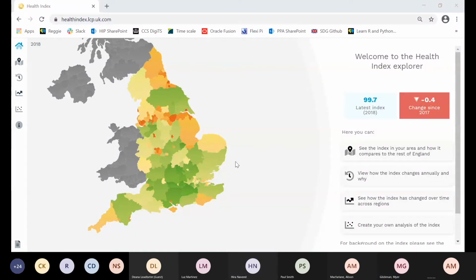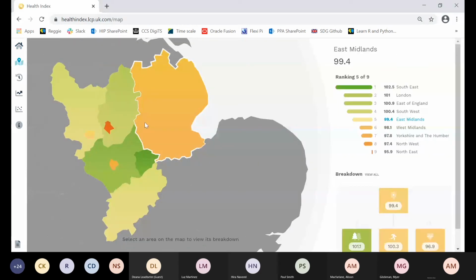So this is healthindex.lcp.uk.com, which is where Lane Clark Peacock hosts their Health Index Explorer. It has various different functions. You can click on an area and explore that immediately. So, for example, if I click on East Midlands, you can very quickly see through the colour shading how different UTLAs within the East Midlands are doing compared to each other, and immediately get a ranking for how the East Midlands is doing on the overall index compared to the other regions.